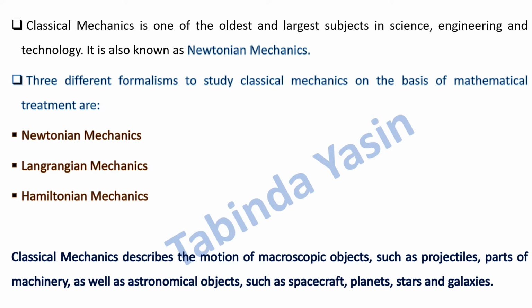We can say that classical mechanics describes the motion of macroscopic objects. As I have told you, if we are dealing with subatomic particles, we cannot use the classical mechanics laws directly. It means the motion of macroscopic objects is discussed in classical mechanics, such as projectiles, parts of machinery that are in motion, as well as astronomical objects such as galaxies, spacecraft, planets, and stars.